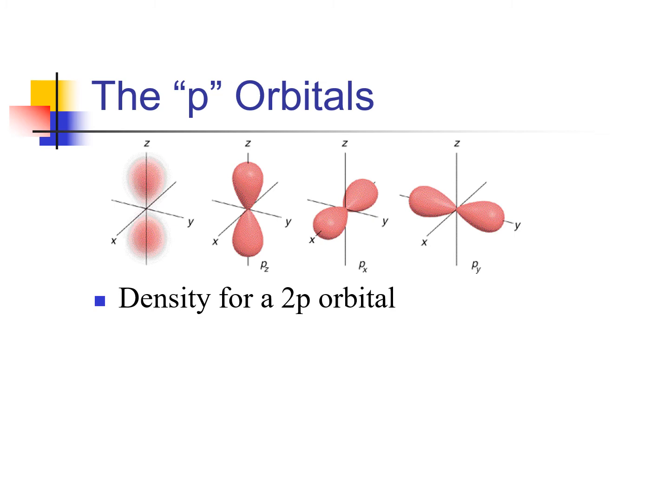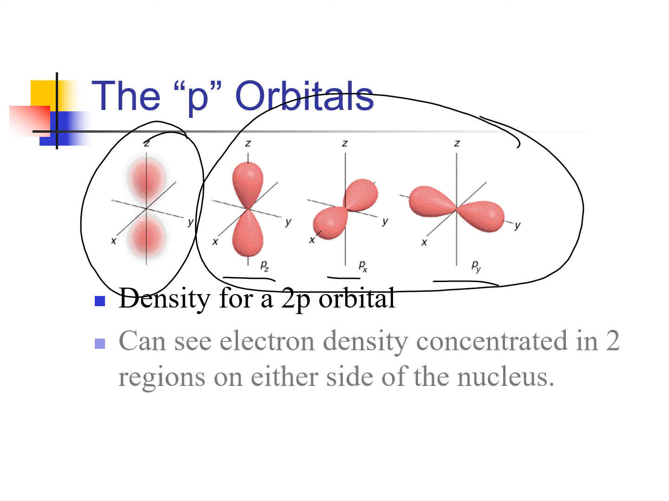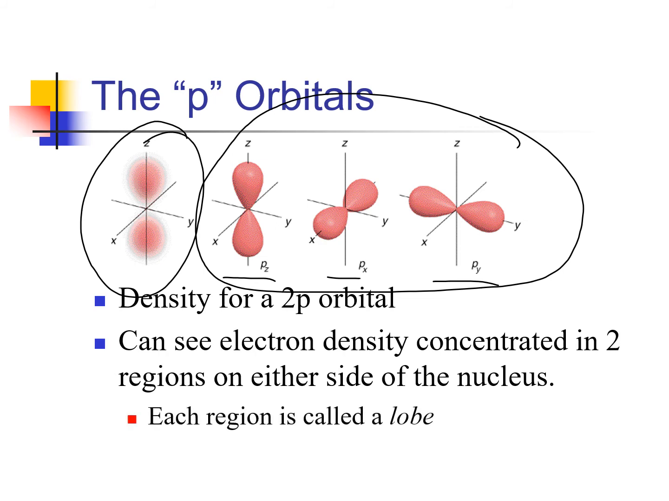P orbitals are shaped like this. There are 3 of them, one along each of the principal axes. Again, this is kind of how it looks. This is how we visualize it. We can see that there are these 2 areas of electron density on either side of the nucleus. We call those lobes, whereas the nucleus in the center would be, again, another node where we're not going to find electrons.